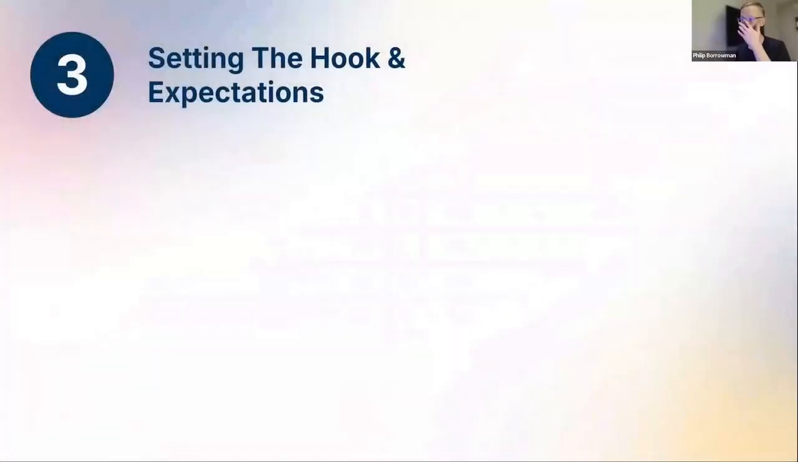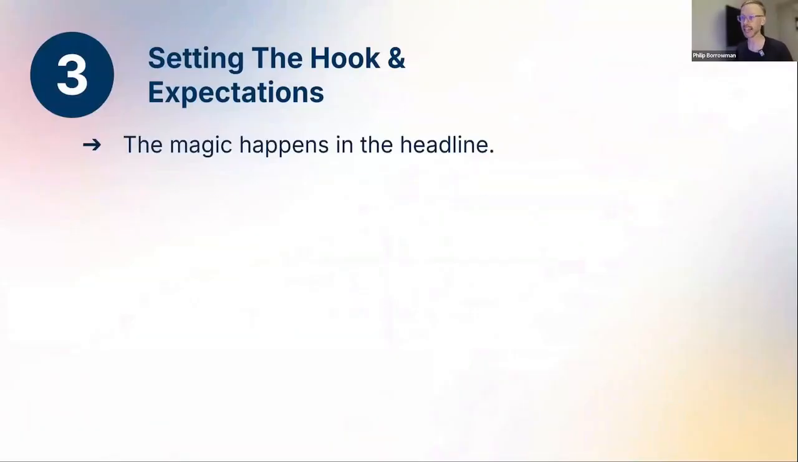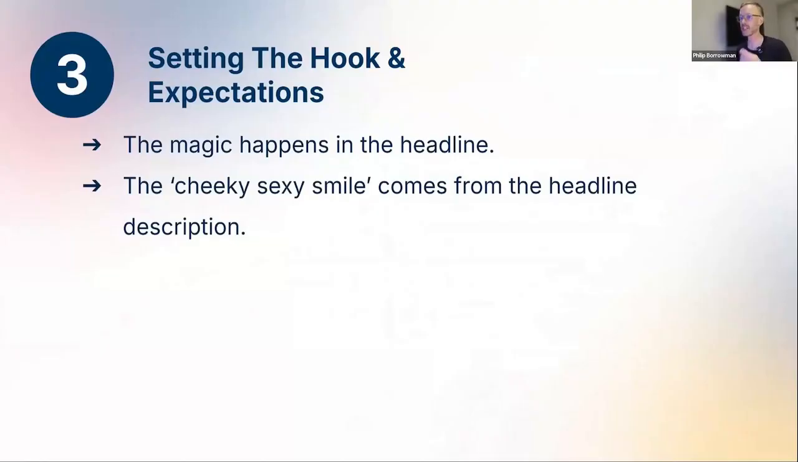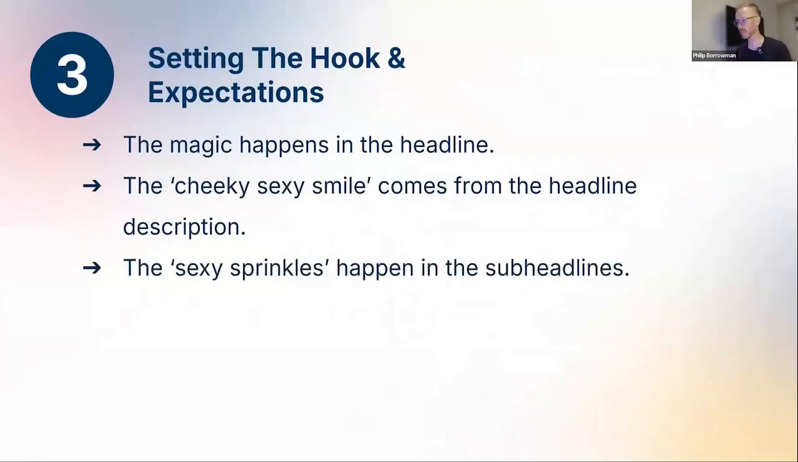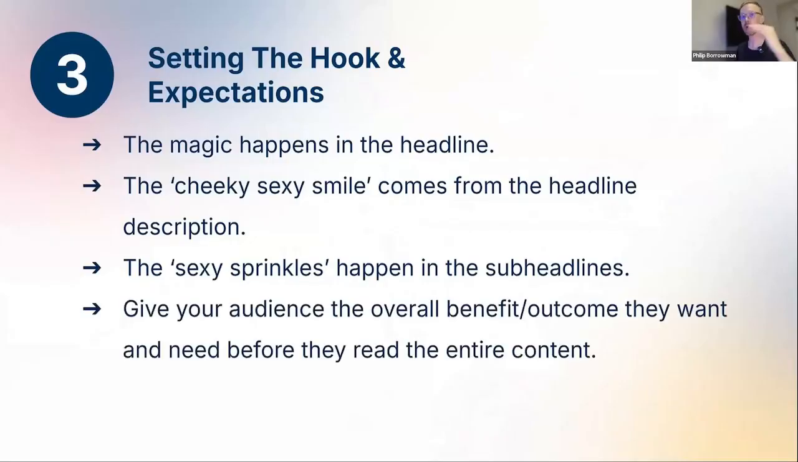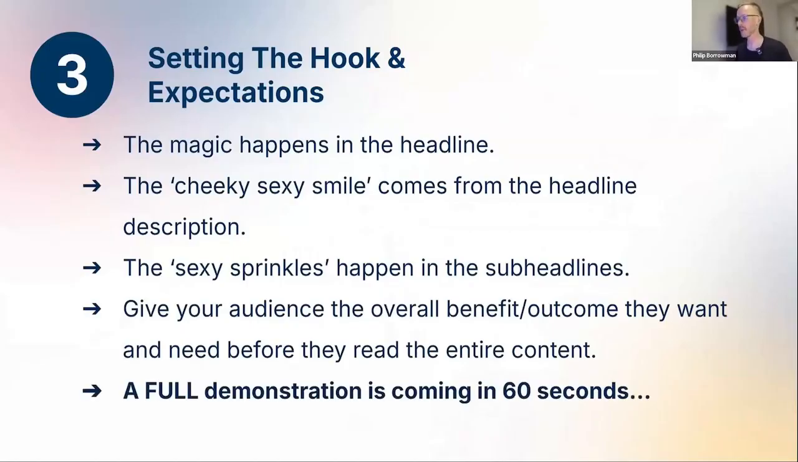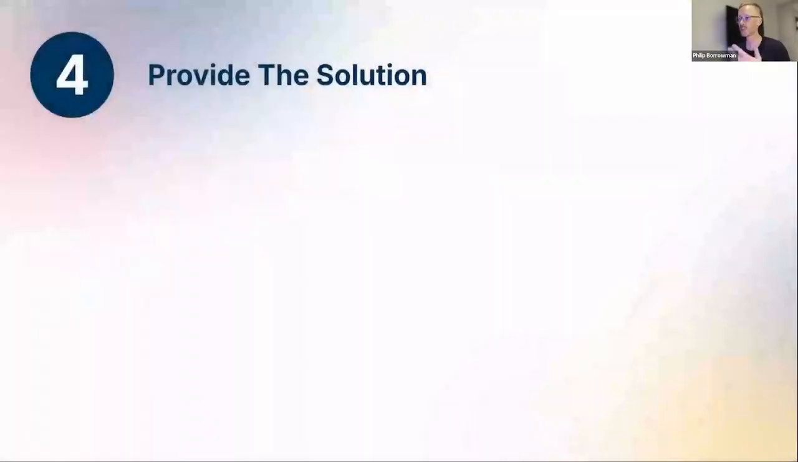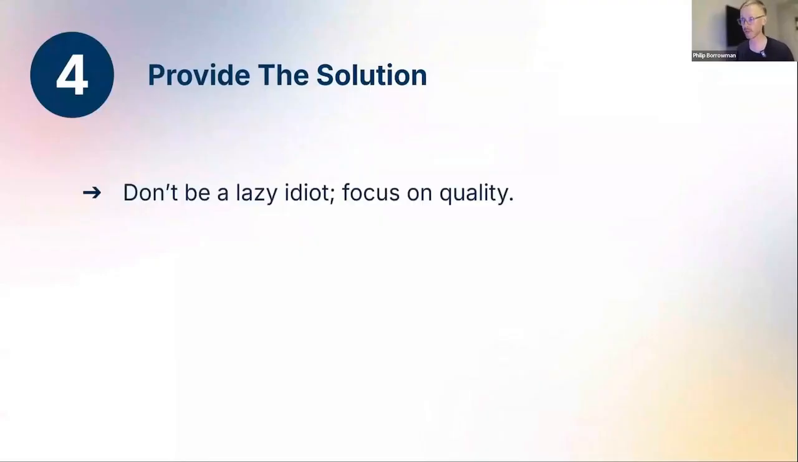And then step 3 is you want to set the hook and expectations. Basically the magic happens in the headlines. Okay, it's all about the headlines that make your list grow faster, and the description underneath the headline entices them more with a benefit-driven point, and then the subheadings in between drive the point home of why you should keep reading. Okay, and it's always benefit outcome. Why should I keep reading? And when it comes down to it, you want to provide a solution. Okay, that's number 4 here.